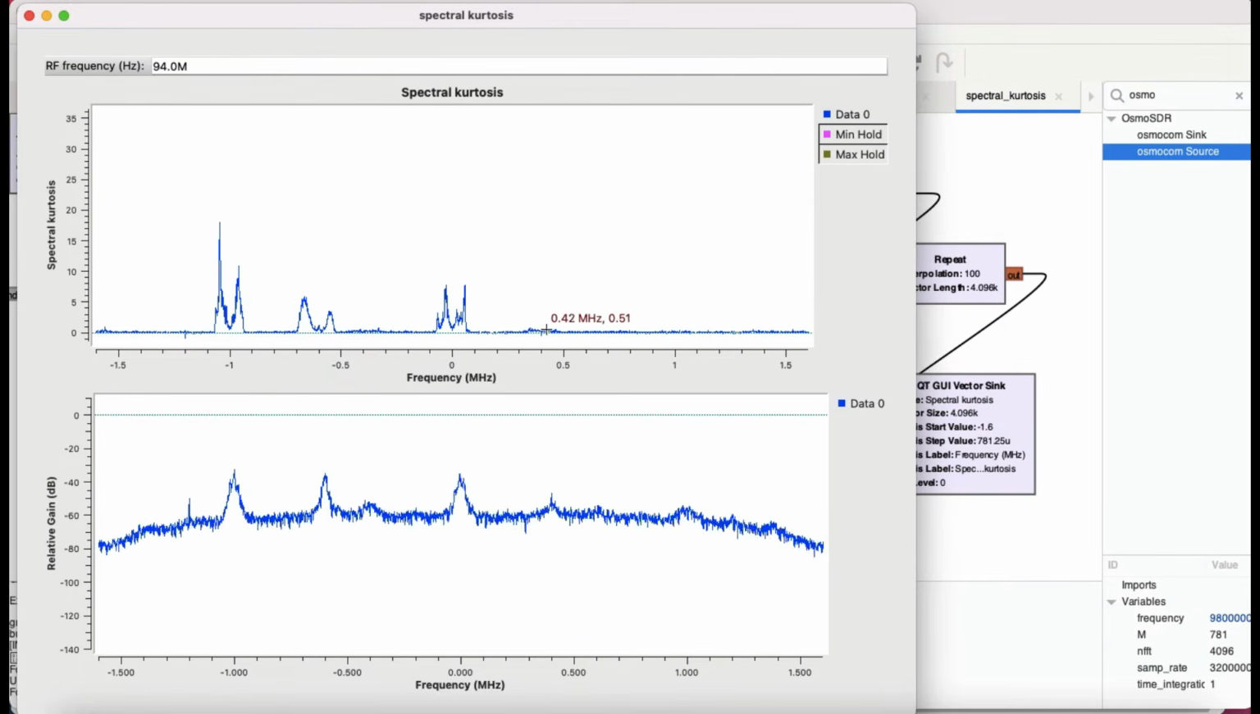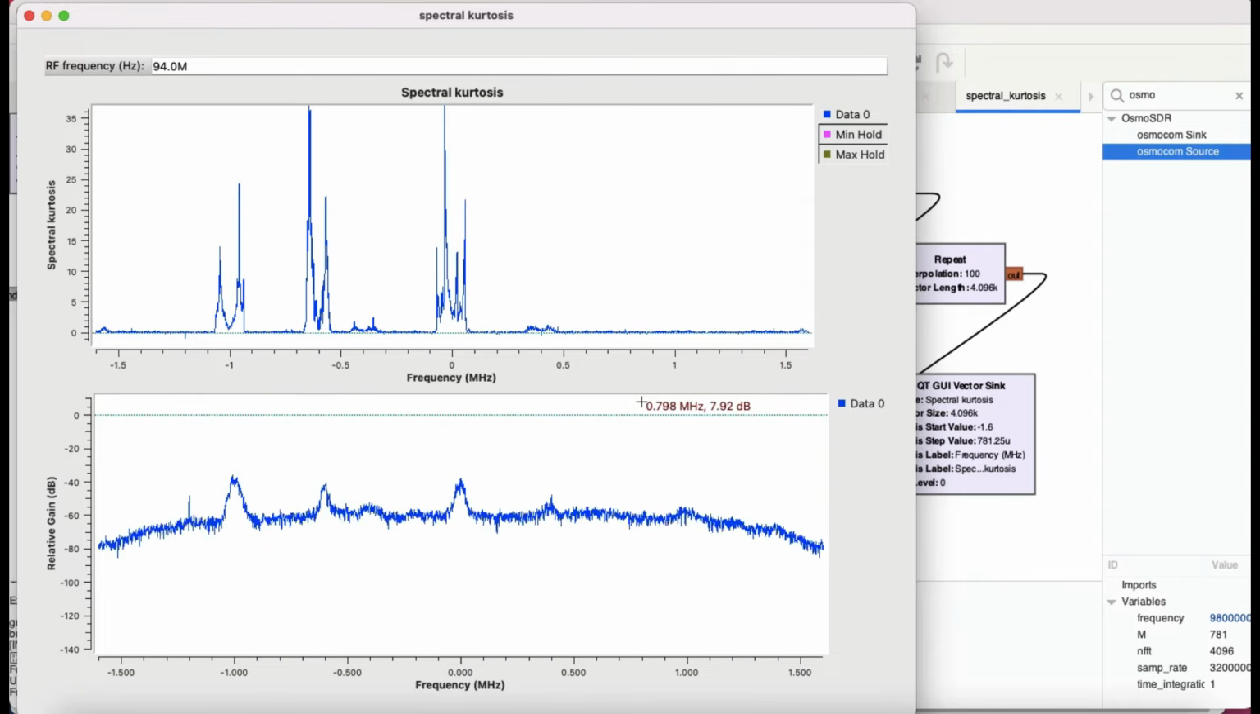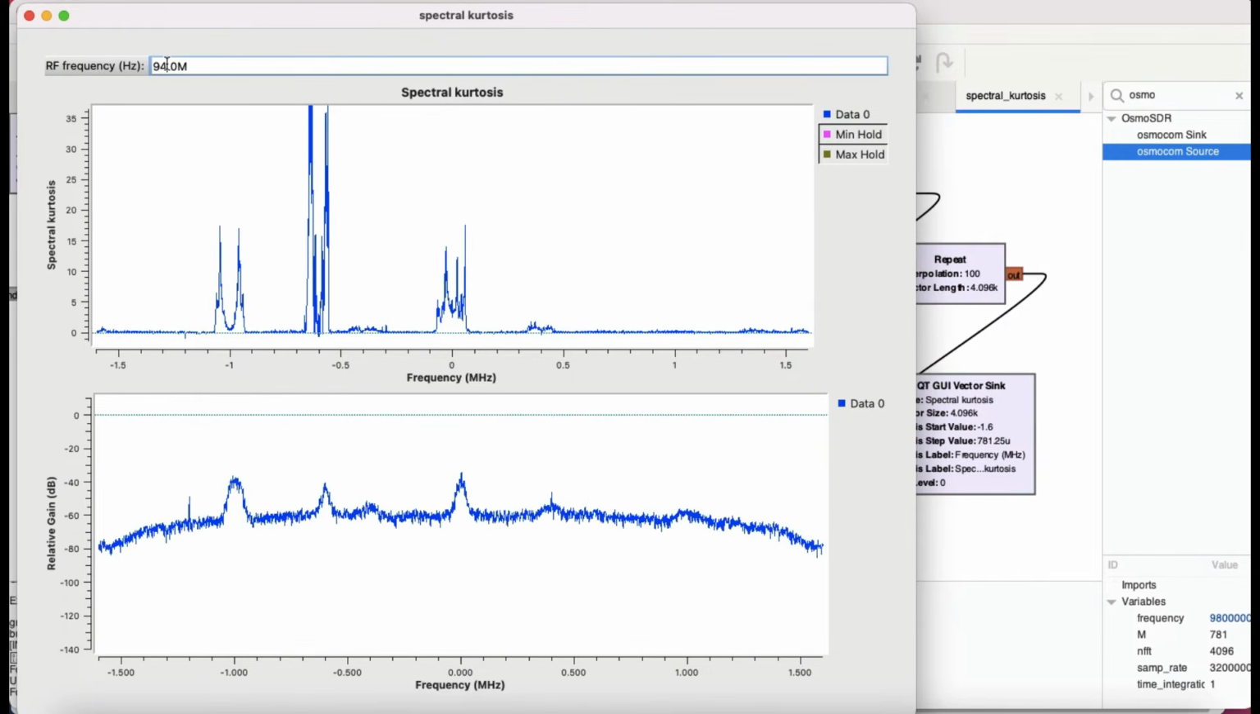That's why you're seeing this graph. Anything else is considered a Gaussian noise floor like this. It depends on your antenna as well, but that's what's going on here. Let's try some other signal.